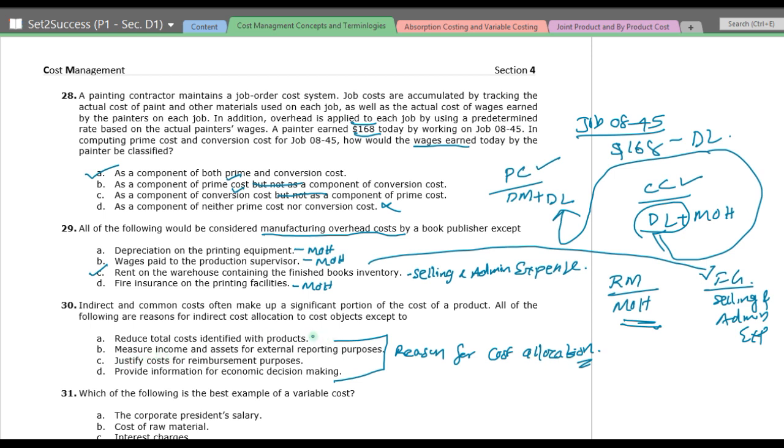What are the reasons for cost allocation? We have measure income and assets for external reporting purposes, justify cost for reimbursement purposes, and provide information for economic decision making. So this is not the reason for cost allocation, that is reduce total cost identified with the product.